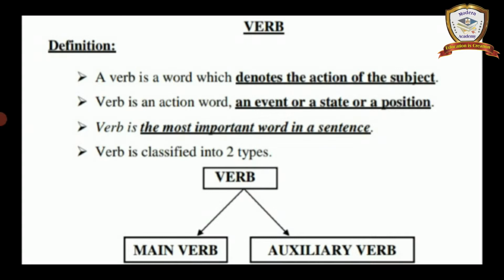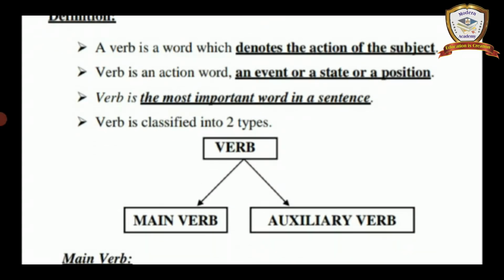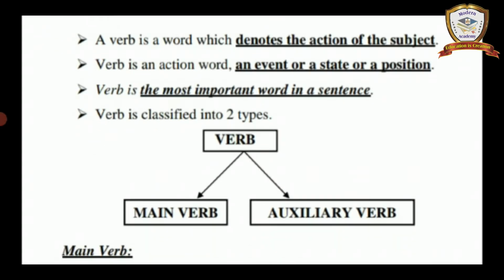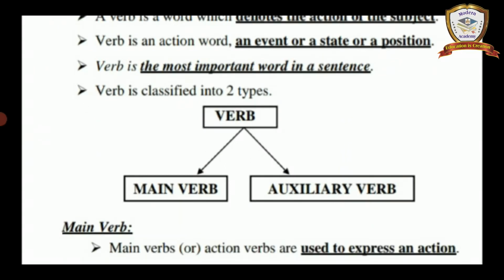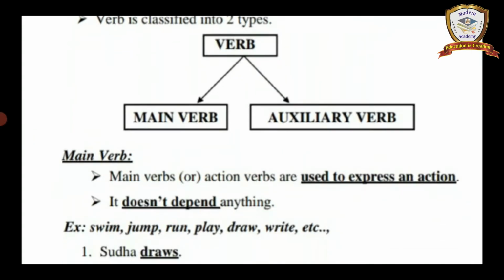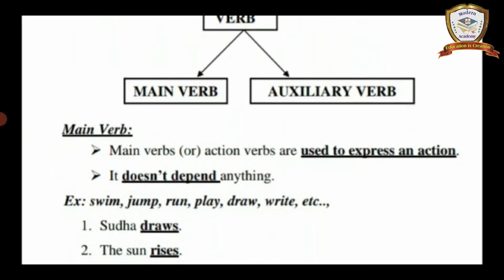Here you see verb is classified into two types. Verb means what? We can divide it as two, main verb and auxiliary verb. Okay students, you see main verbs, you know that. This is called action words. Action words means it is used to express an action.